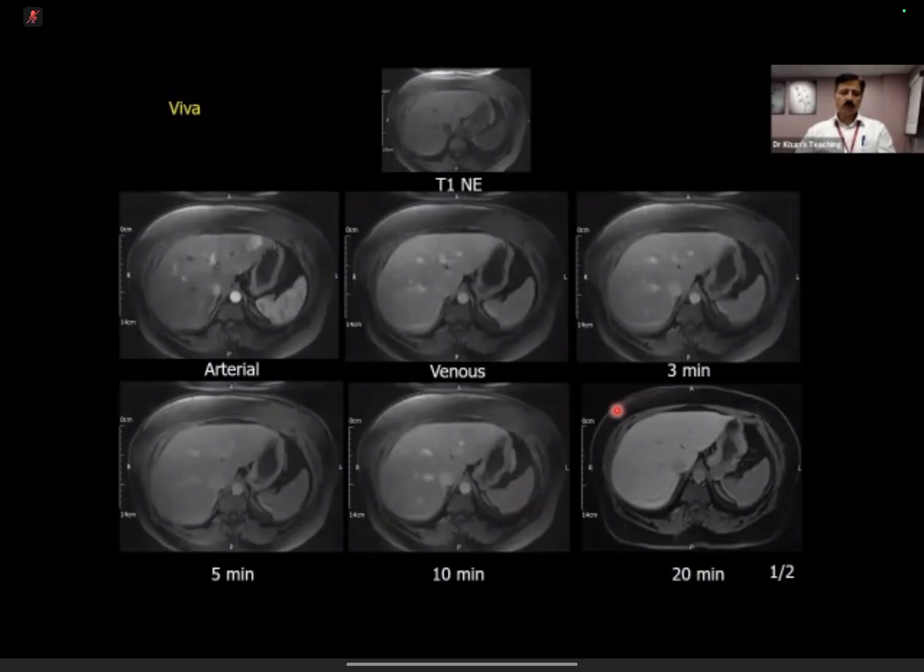Now over to you. You describe this. Let me tell you that there are two lesions. One is this one, another one is this one. This is arterial phase, and you describe it.